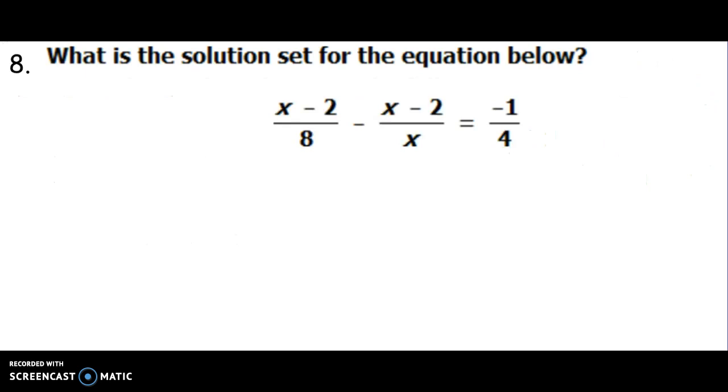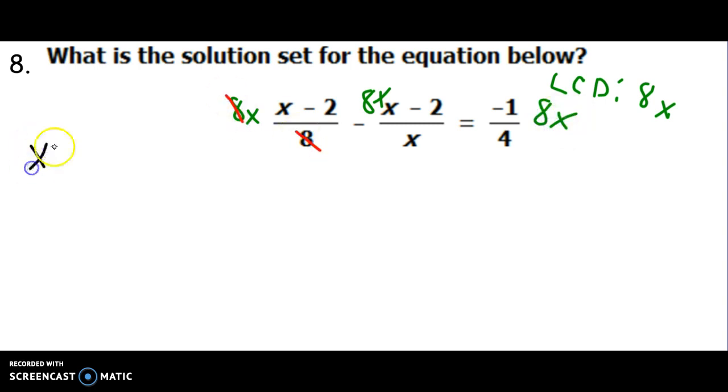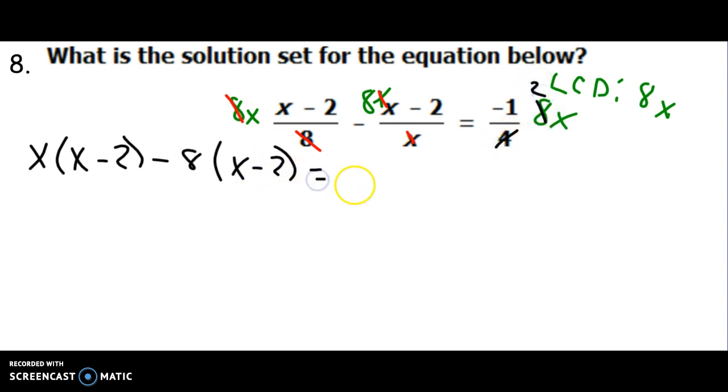Here, what do I have for my common denominator? The least common multiple number that'll go into both 8 and 4 is going to be 8. And I can't forget about the x. So I've got to multiply everything on both sides by 8x. 8 will cancel here. So I'm left with x times x minus 2. The x will cancel here. So I'm left with a negative 8 times x minus 2. 4 will go into the 8 2 times. So I'm left with a negative 1 times 2x. So that's just simply a negative 2x.